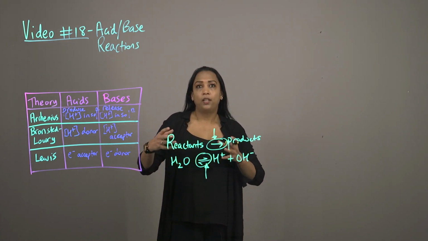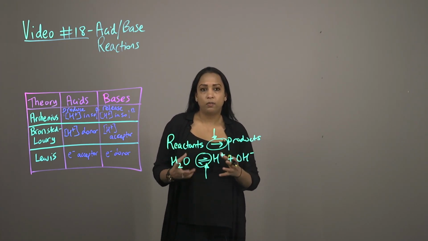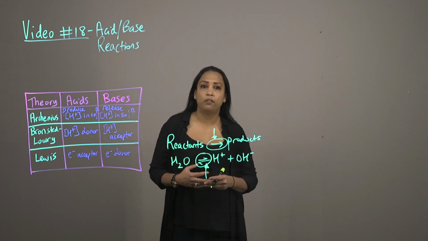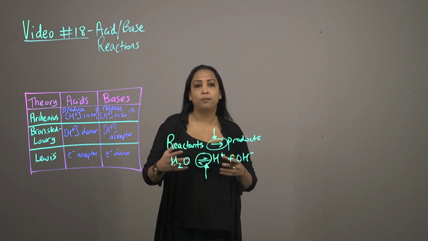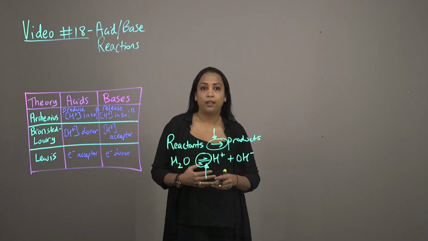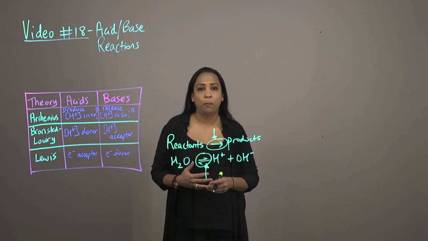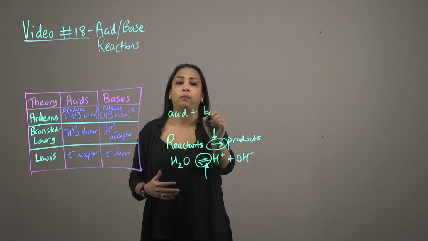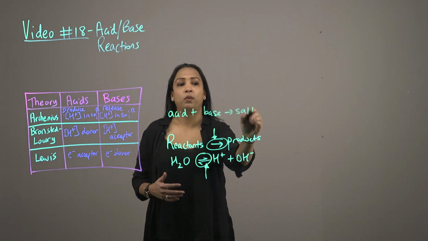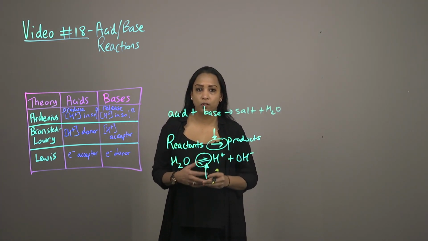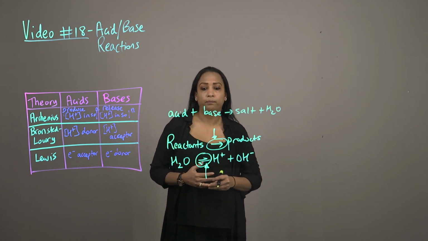Now, in terms of acids and bases, the reason why we want to focus a little bit on this is because as you go through your study of biology, you will explore and you will see a number of different reactions that are occurring that are acid-base reactions. Now, generally speaking, an acid plus a base will give us what we call a salt and water. And we know already that salts are ionic compounds.